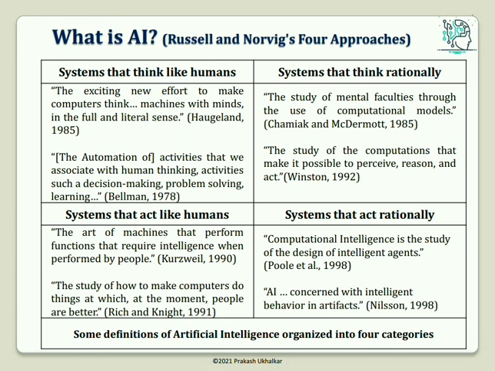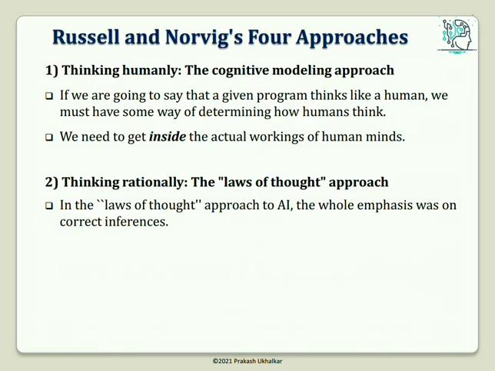Historically, all four approaches to AI have been followed. As one might expect, a tension exists between approaches centered around humans and approaches centered around rationality. A human-centered approach must be an empirical science involving hypothesis and experimental confirmation. A rationality approach involves a combination of mathematics and engineering. Let us look at the four approaches in more detail.